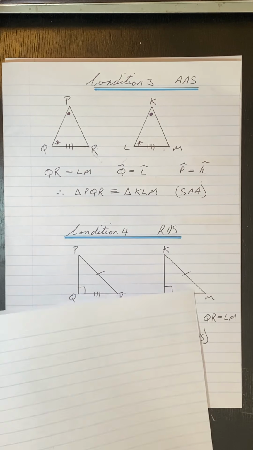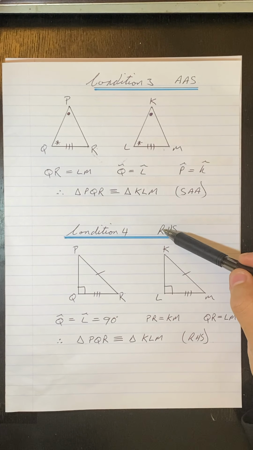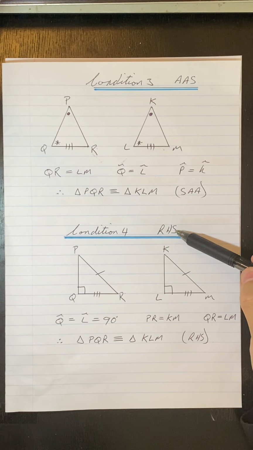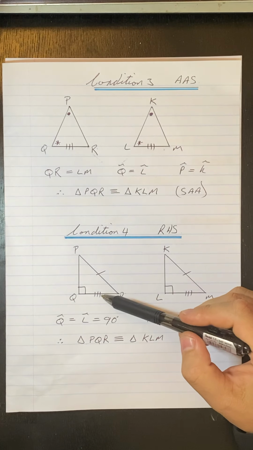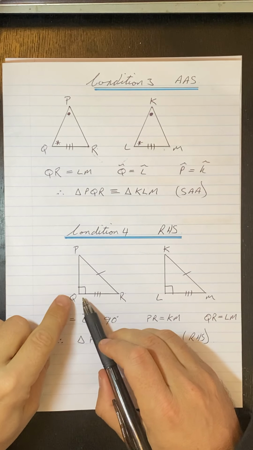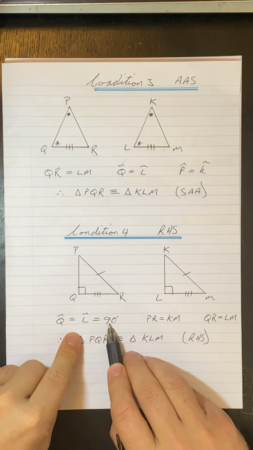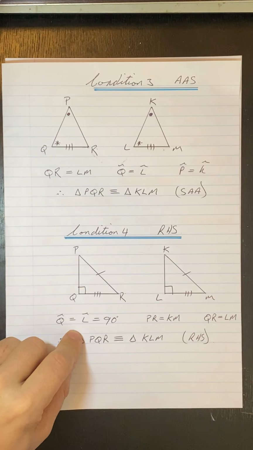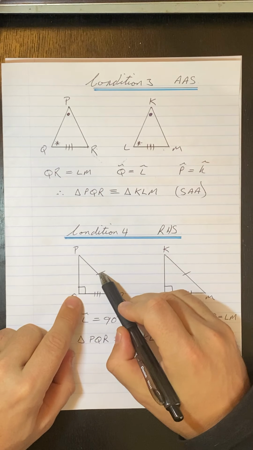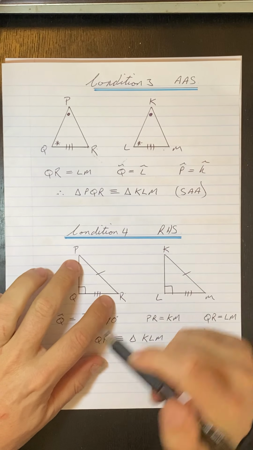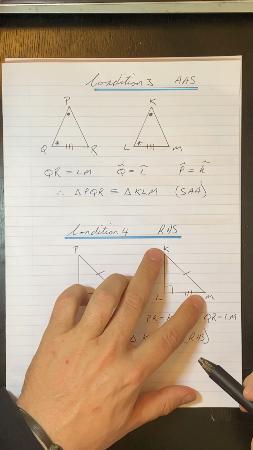Then condition four is RHS. Now what does RHS stand for? It stands for right angle, hypotenuse, side. Okay, so this will only work with a 90-degree triangle. If we have a look here, we have angle Q is equal to angle L, which is both 90. Then, I just want to show you where our hypotenuse is. Your hypotenuse is always the side opposite the 90. So this PR is your hypotenuse. And for this one, your KM is the hypotenuse.